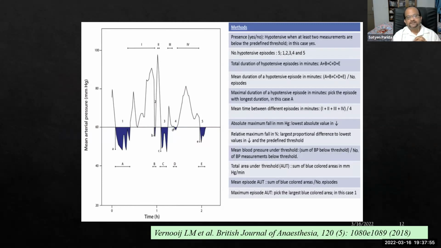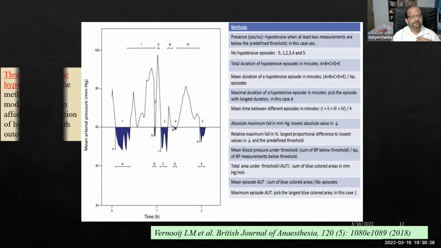So the 12 methods that are chosen are given on the right. They included such methods like the yes or no method, whether hypertension was present at all or not, the number of hypertensive episodes, the total duration of hypertensive episodes, and so on and so forth. 12 different methods were chosen. The authors also chose 8 different thresholds of blood pressure. And 4 of these thresholds were based upon a certain percentage decline from baseline, and 4 of them were absolute values, of which 2 were systolic blood pressure and 2 were mean arterial blood pressures.